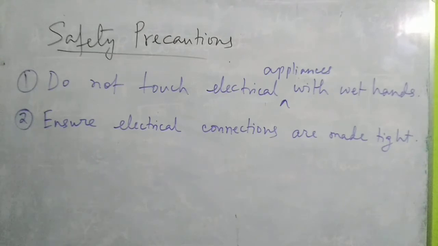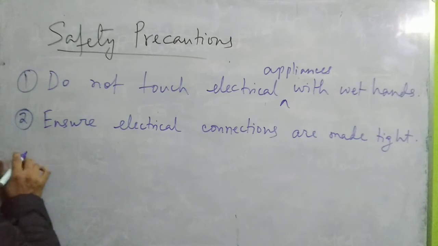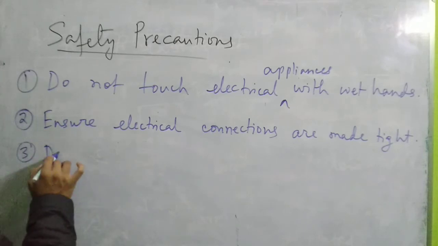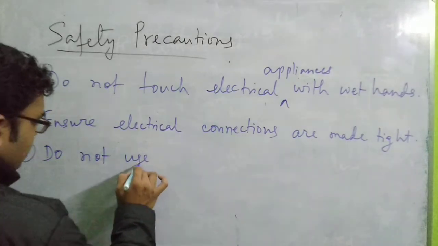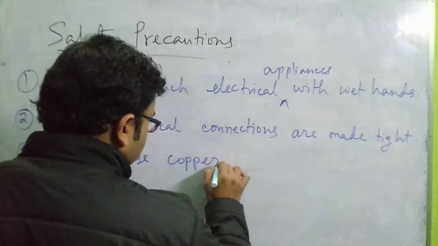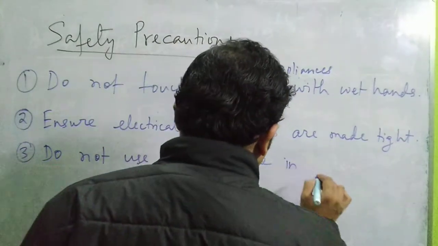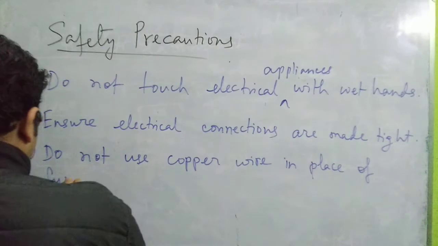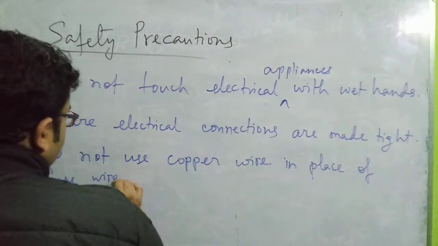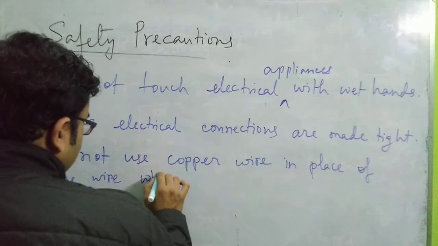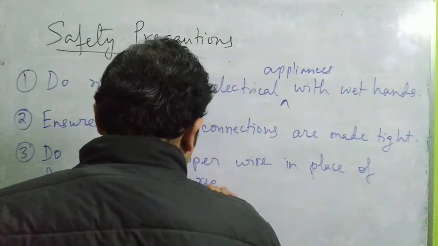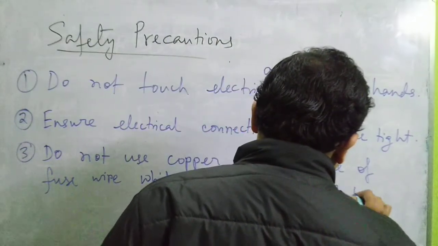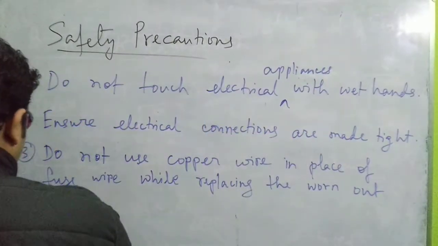Another thing that you must ensure is that you do not use copper wire in place of fuse wire while replacing the worn out fuse wire. This is very important.